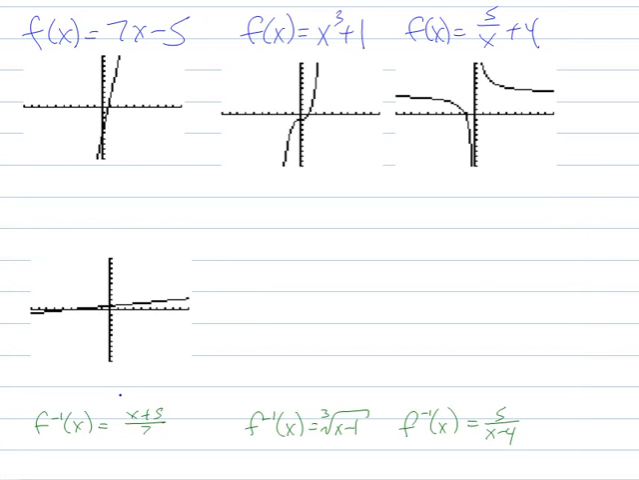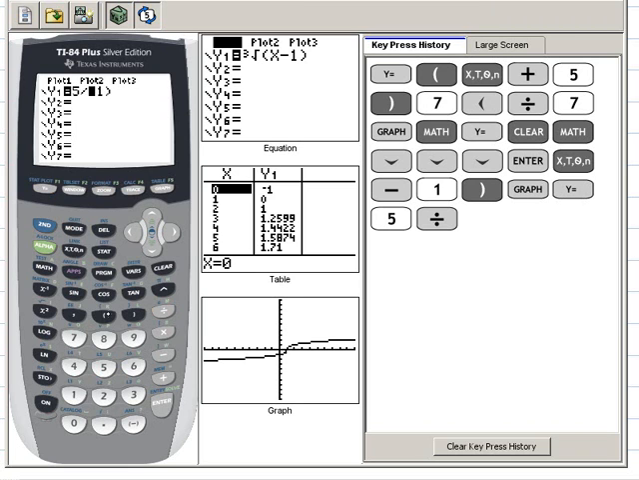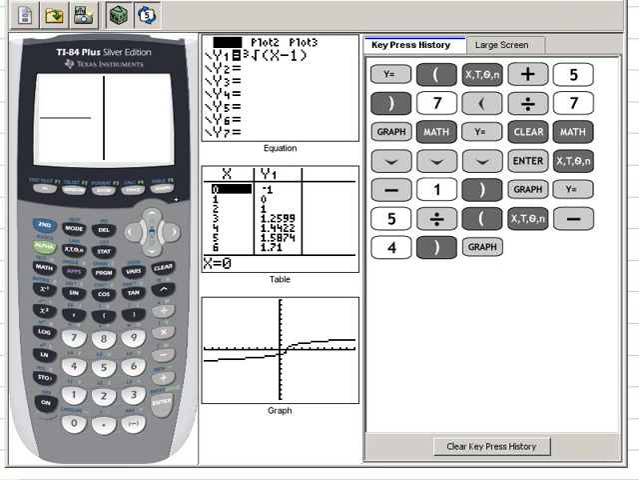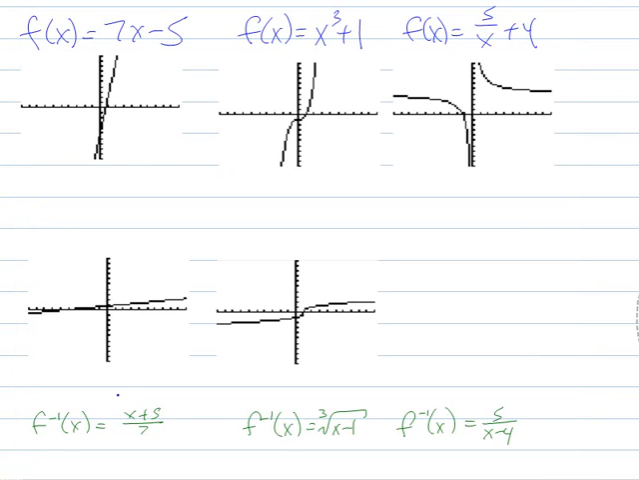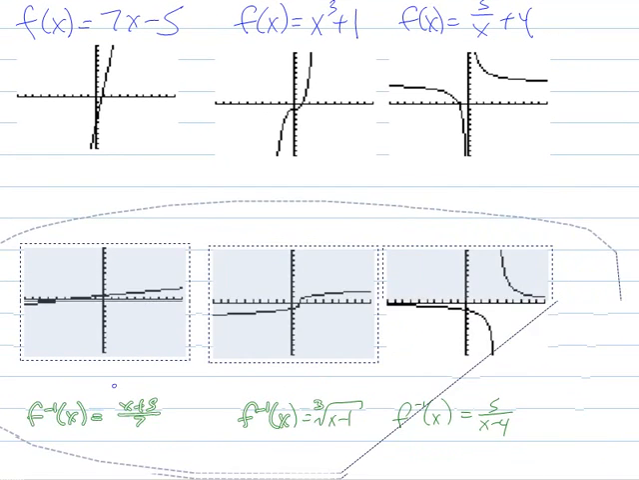Pull this guy over. Hoping you're going to see a pattern here. So the last one is 5 over x minus 4. Where's my graph? Yeah, 5 divided by x minus 4. Graph that. And pull them off. Right. So here's what I want you to notice.